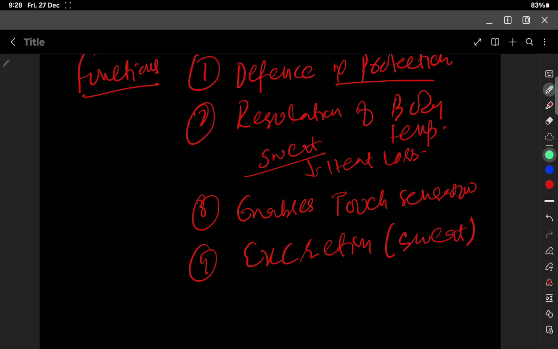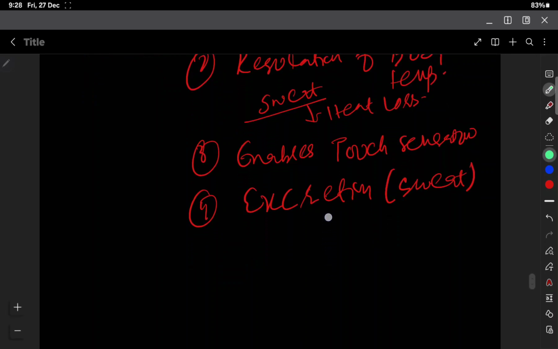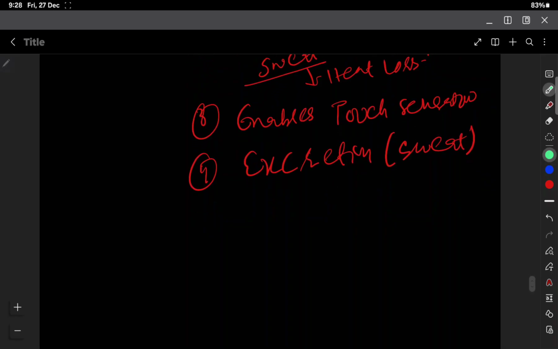Excretion through sweat, that's also the function of the skin. Now, the skin can be of two types. It can be non-hairy, which is present in the palms and the soles, and it can be hairy, where the hairs are present. One more function of the skin is production of vitamin D.